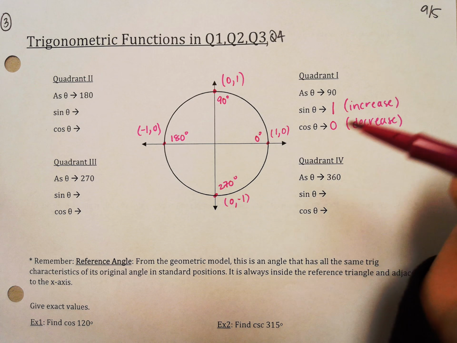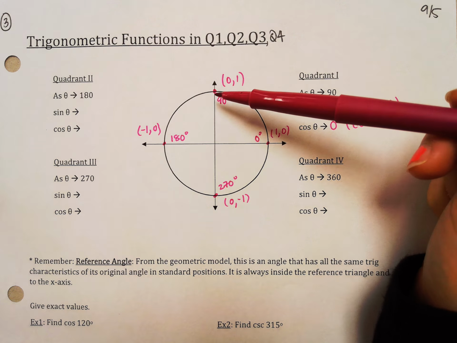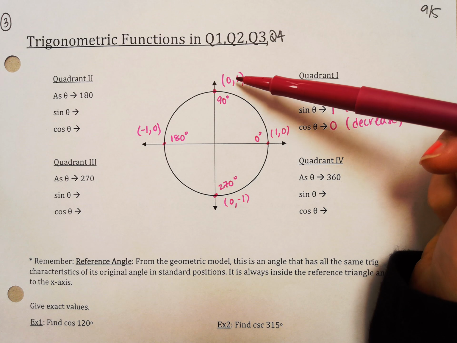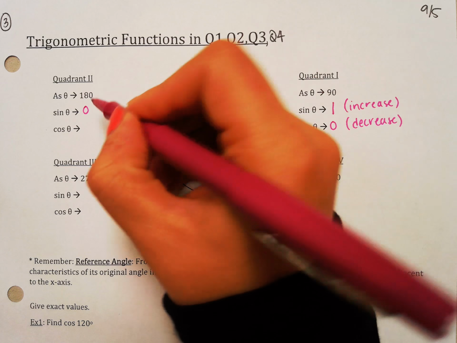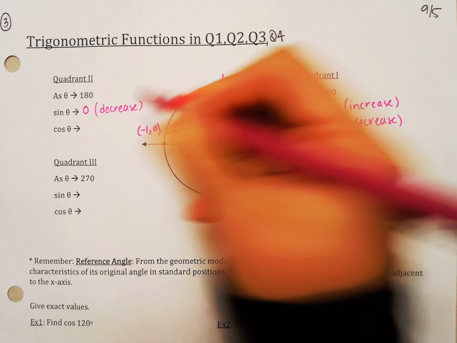So hopefully you did get a chance to do that. So if we're looking at sine of theta and we are going from this value of 90 degrees to 180 degrees, our sine is going from 1 to 0. So we're approaching 0, and since we're going from 1 to 0, we're going to decrease in quadrant 2.